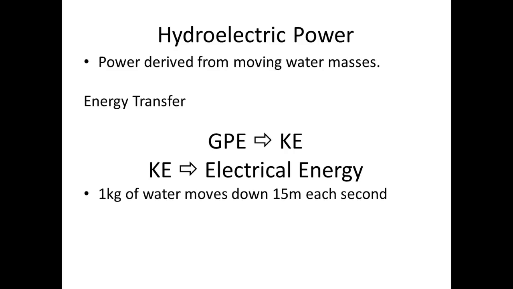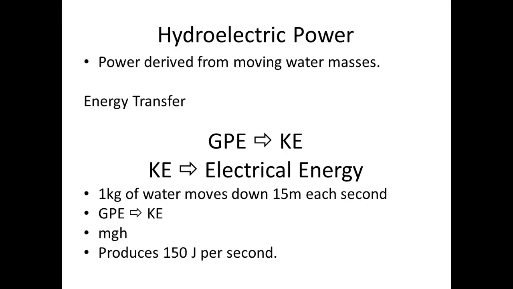So for example, 1 kilogram of water travels down 50 meters each second. How much energy will that produce? Well, the gravitational potential energy is turned into kinetic energy. Use MGH. M is 1 kilogram, G is 10, and H would be 15. So it's 15 times 10 times 1, which will be 150 joules per second converted.